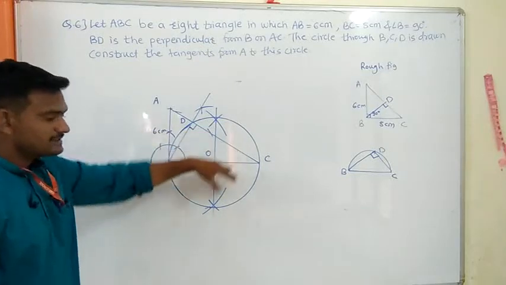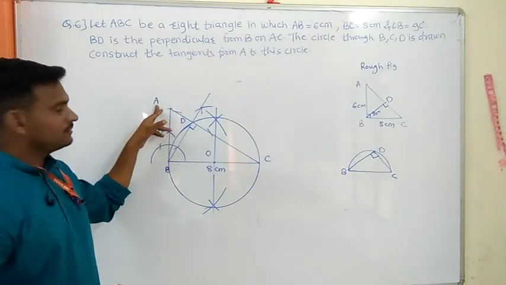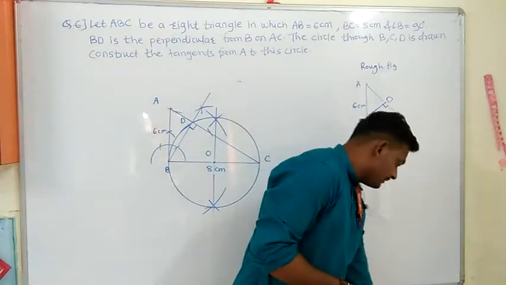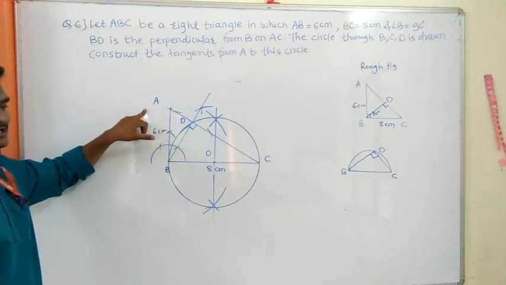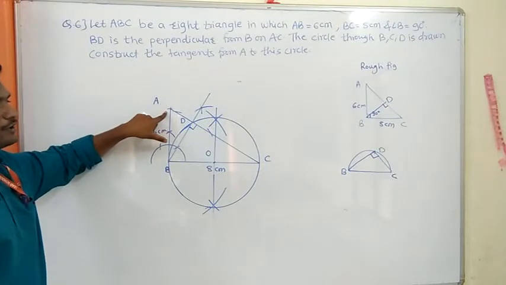To this circle, what do you have to do? Tangents we have to draw from the point A. To draw the tangent, we will consider A as an external point, which is lying outside the circle. Now from this point, we have to draw the tangents.